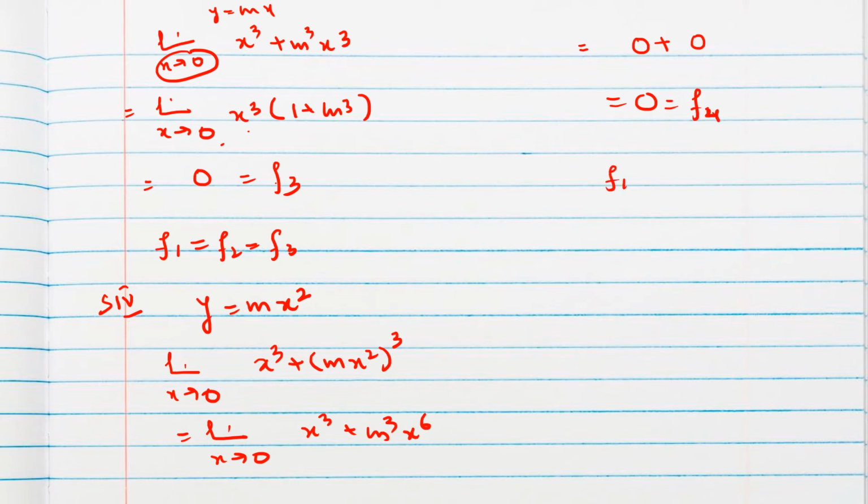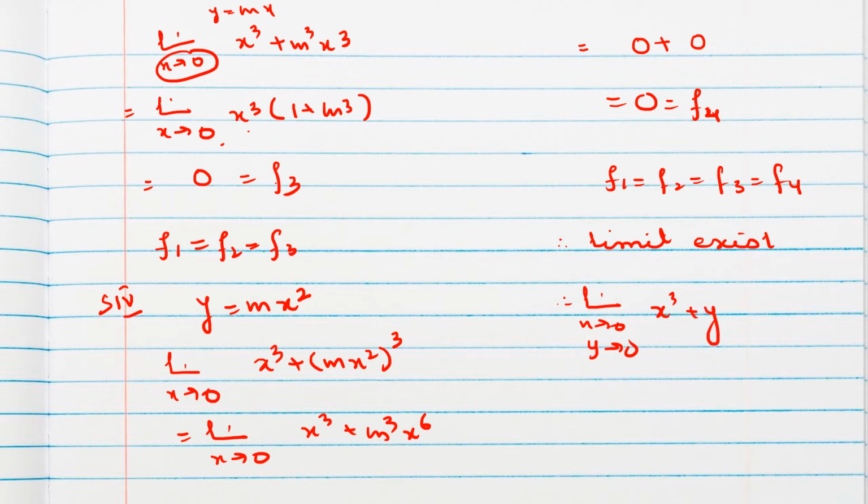So f1, f2, f3 and f4 all are equal. So therefore the limit exists and that limit is equal to these values. So the limit x tends to 0, y tends to 0, of x cube plus y cube is equal to 0.